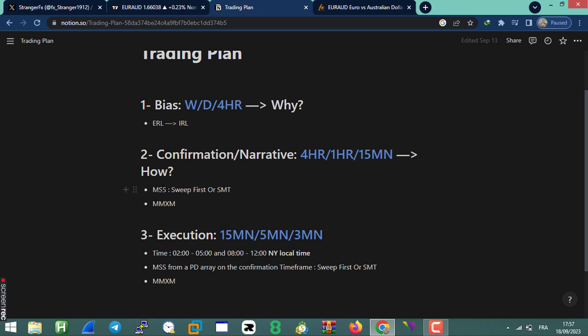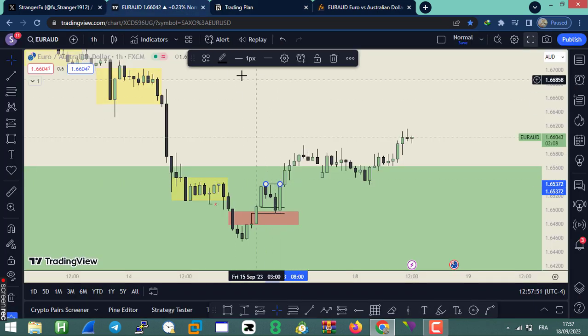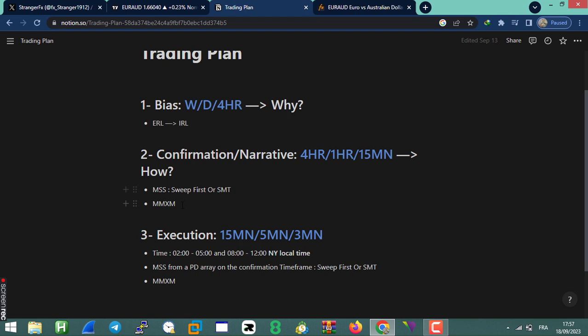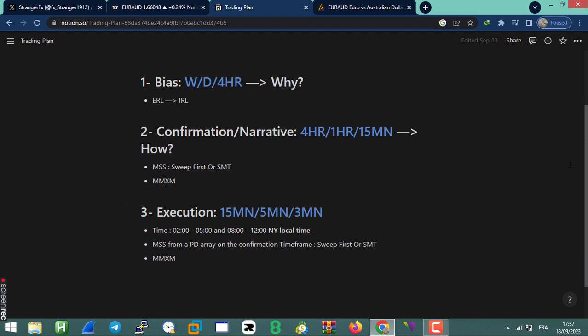So we want to see a market structure shift and market maker X model. Here's that swing that we took. And now let's go on to the third step, which is the execution step. What we want to see here is, first of all, we have a time window.